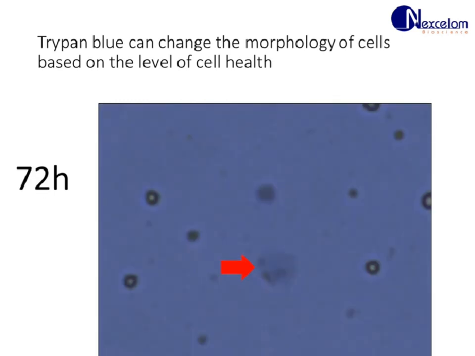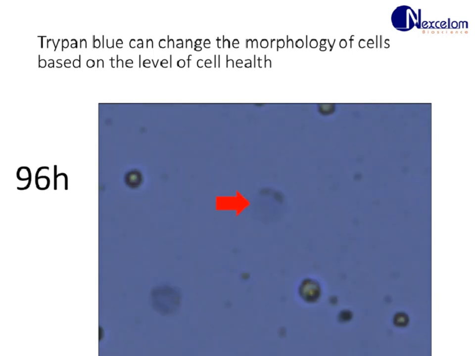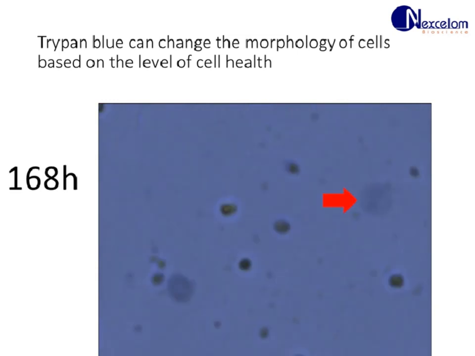And over 48 hours, 72 hours, 96, 168 hours, you can see that because of these unhealthy cells, when they're stained with Trypan blue, the membrane is effectively affected by how the Trypan blue interacted with the cells. So these light blue diffuse objects are often not counted using a hemacytometer in a microscope because you can't see them.